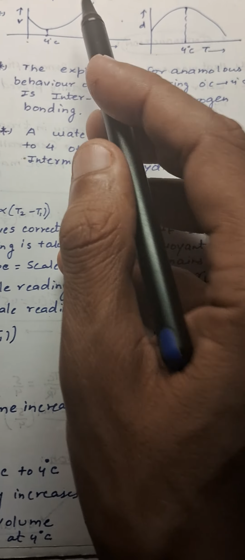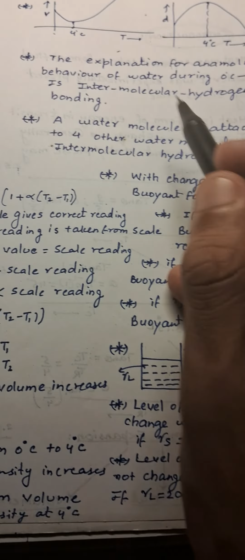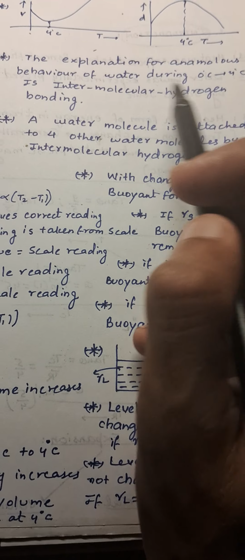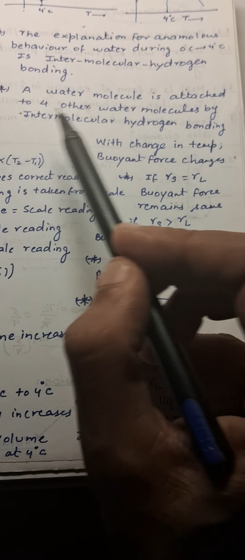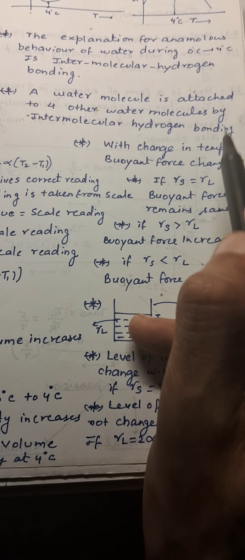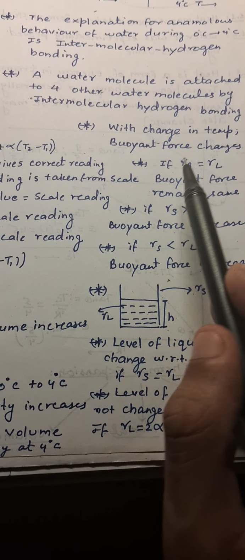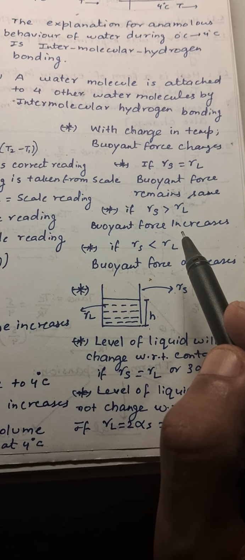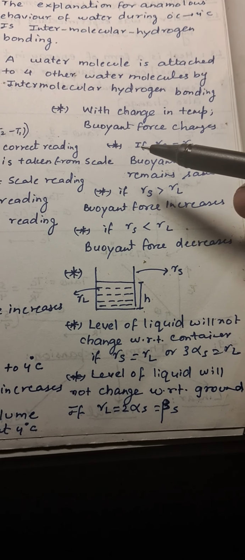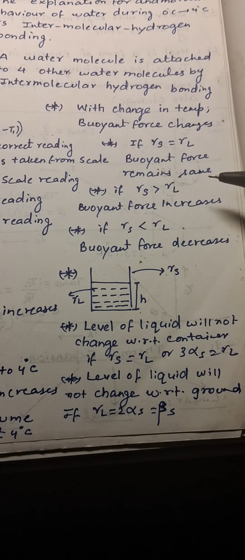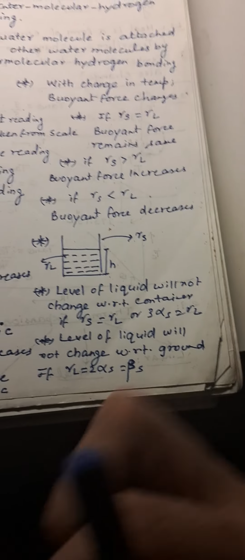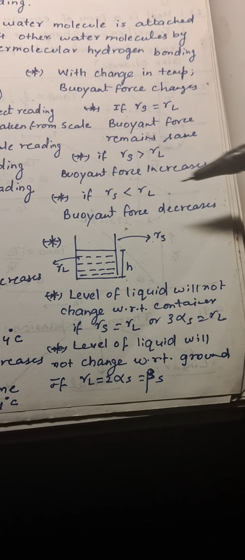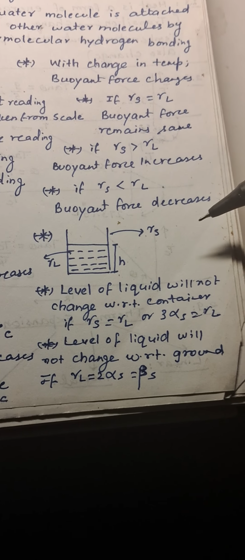If we analyze the volume temperature graph of water, it looks like this, and the density temperature graph is like this. The explanation for this is intermolecular hydrogen bonding. A water molecule is attached to 4 other water molecules by intermolecular hydrogen bonding, and with change in temperature, obviously the buoyant force changes. The relation is that if gamma solid is equal to gamma liquid, buoyant force remains the same, whereas if gamma solid is greater than gamma liquid, buoyant force increases, and if it is less, buoyant force decreases.